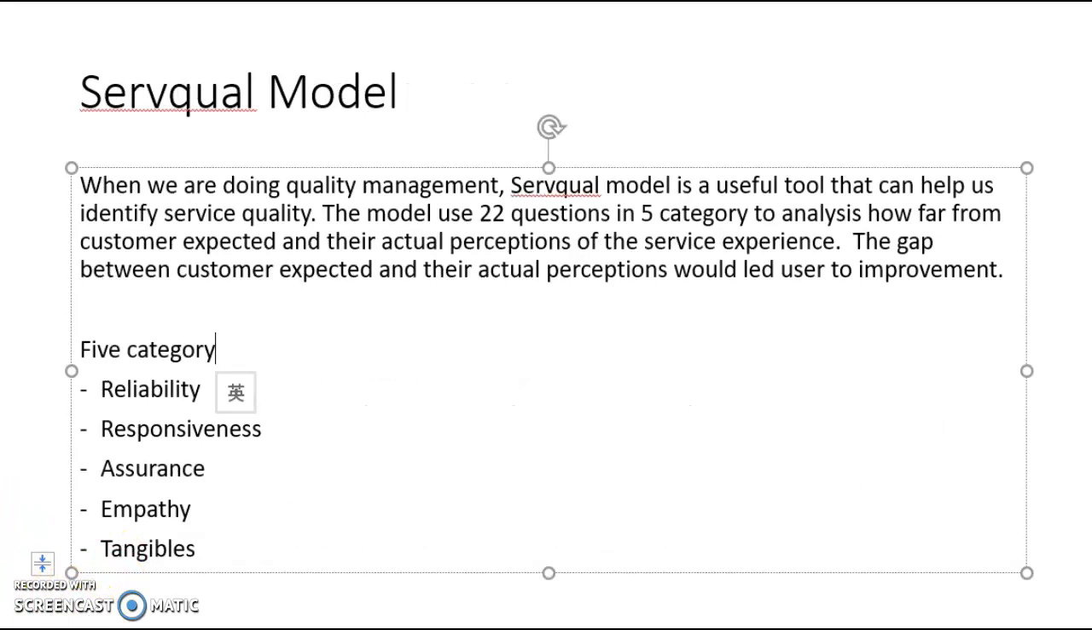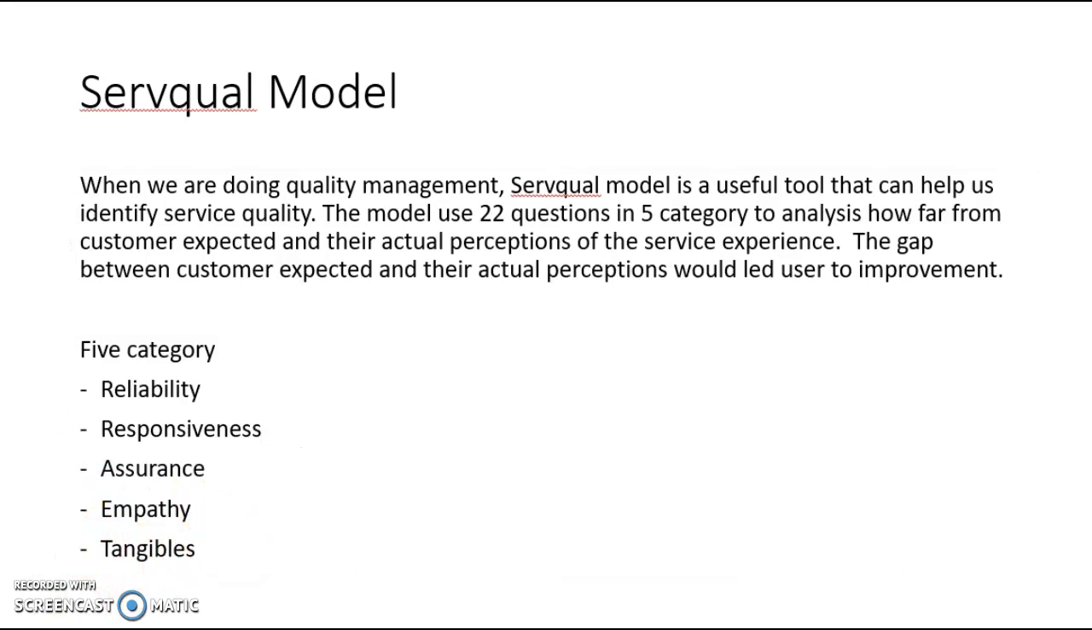Next, talking about quality management, I have to introduce the SERVQUAL model. It is a useful tool that can help us identify service quality. This model uses 22 questions in 5 categories to analyze how far apart the customer's expectation and their actual perception of a service experience are. Furthermore, it can help us measure the gap between customer expectation and actual perception. These are the 5 categories: reliability, responsiveness, assurance, empathy, and tangibles.